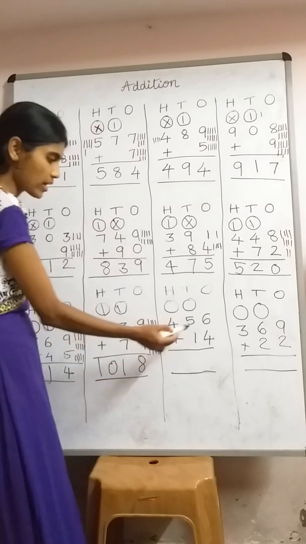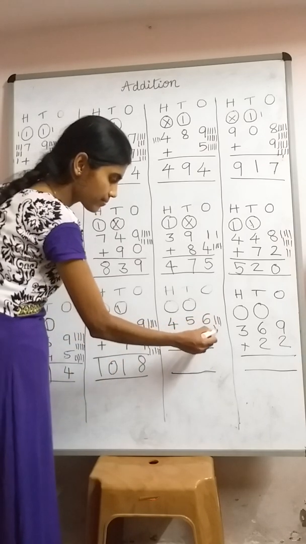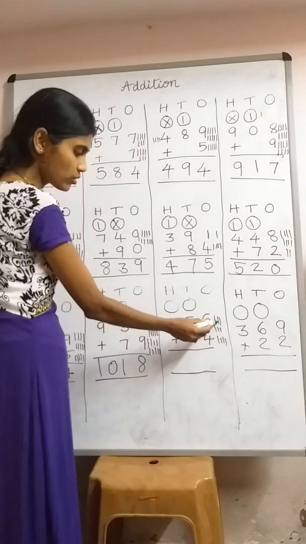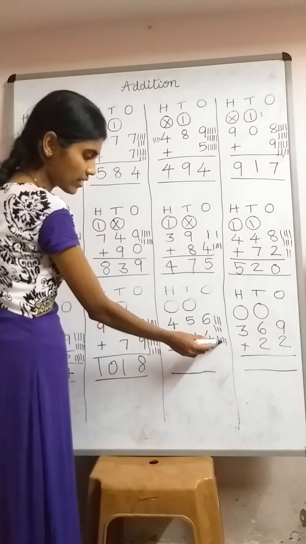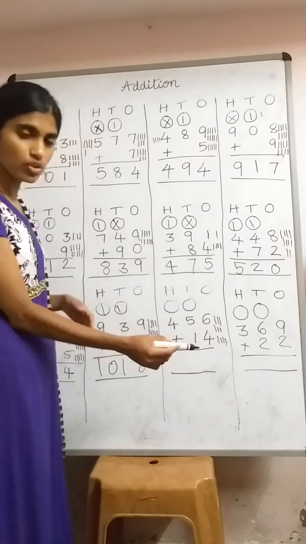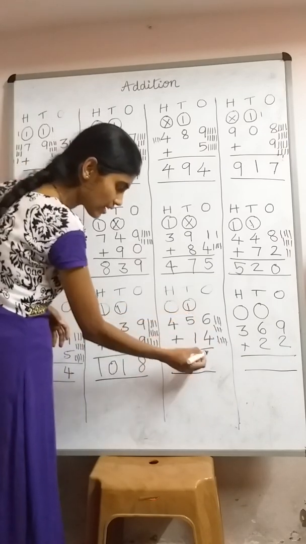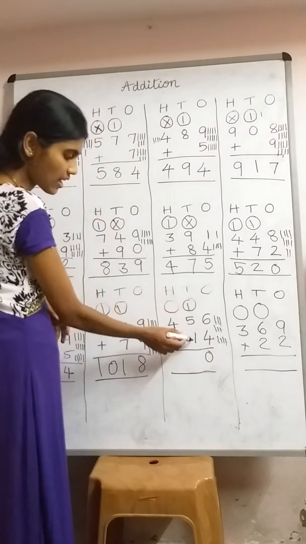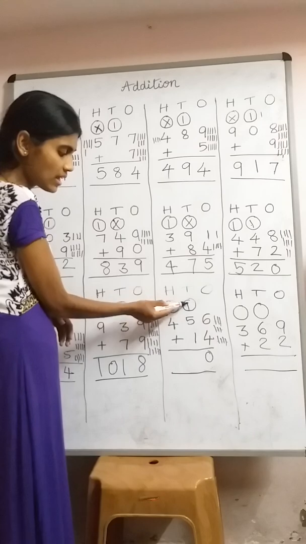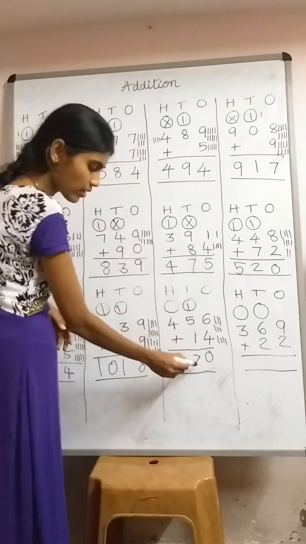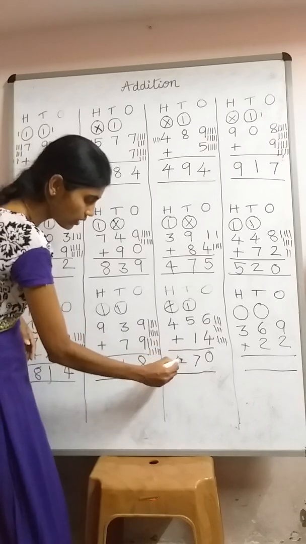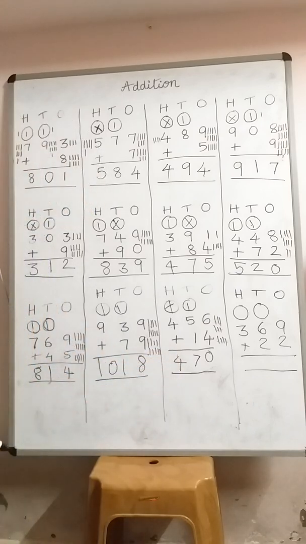Let's move to the next one. 6 lines, 4 lines. Count all the lines. 1, 2, 3, 4, 5, 6, 7, 8, 9, 10. How many lines do we have? Carry 1 and write 0. Next 5, 6, 7. 5 plus 1 is 6. 6 plus 1 is what? 7. And here there is no number. So write only 4. 470.